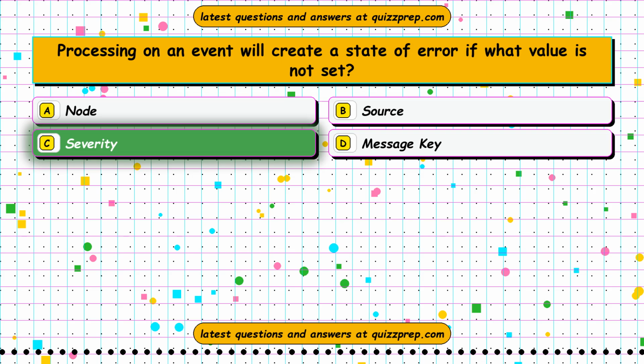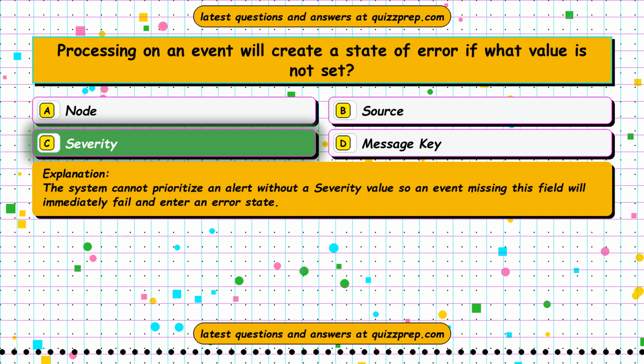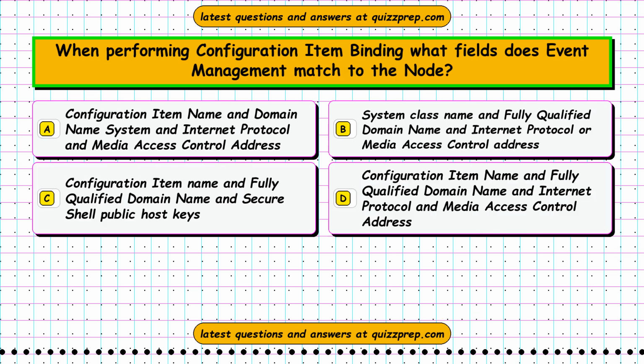The correct answer is option C, severity. The system cannot prioritize an alert without a severity value, so an event missing this field will immediately fail and enter an error state. Question 79. When performing configuration item binding, what fields does event management match to the node? Option A, configuration item name and domain name, system and internet protocol and media access control address.